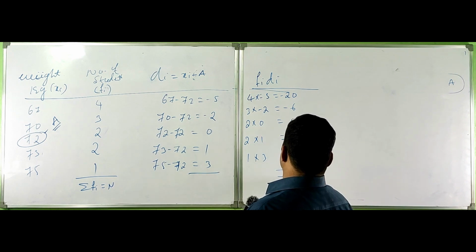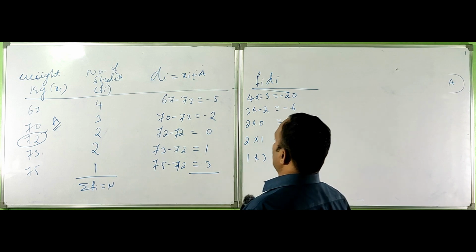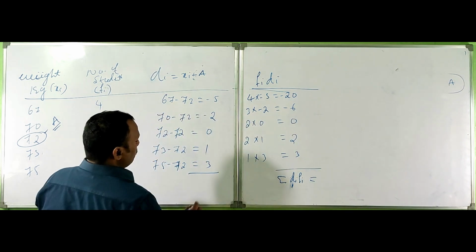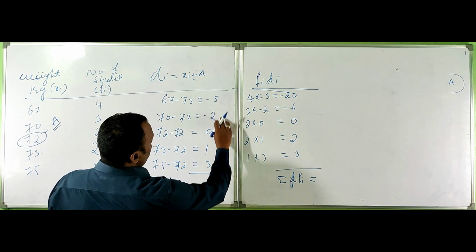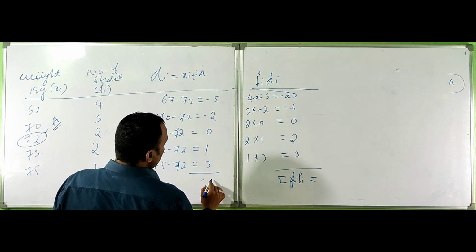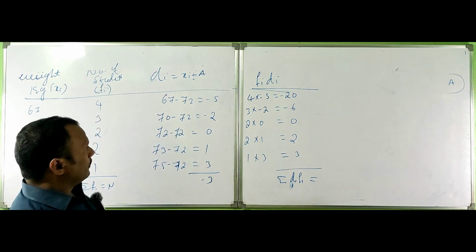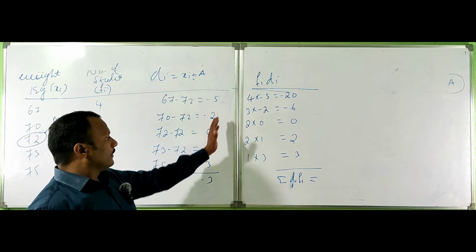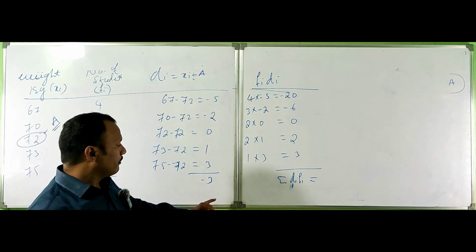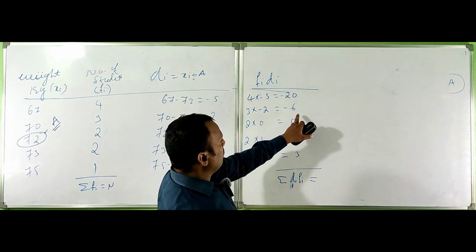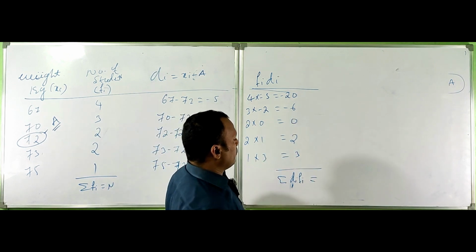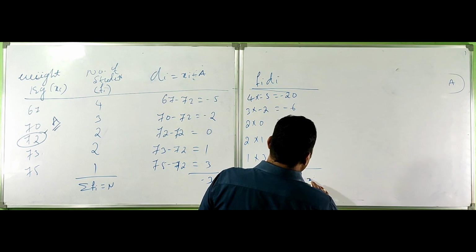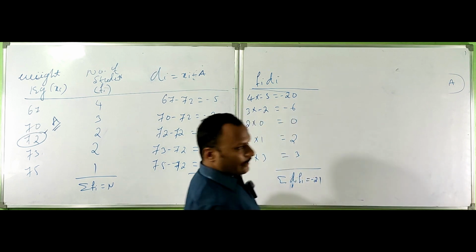So summation of f_i d_i is equal to minus 20, minus 6, 0, plus 2, plus 3, which gives minus 26 plus 5, so minus 21.